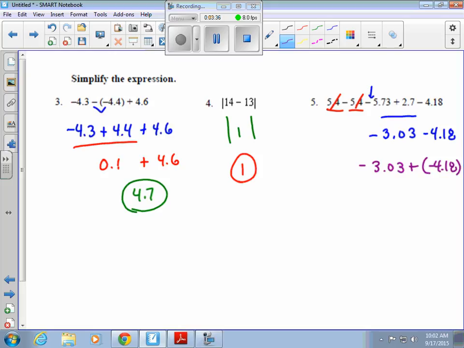Now you're adding the same signs. When adding the same signs, you add them up simply. 8 plus 3 is 11. Carry 1. 1 plus 0 plus 1 is 2. And 4 plus 3 is 7. And you keep the common sign, negative 7.21 for that one.